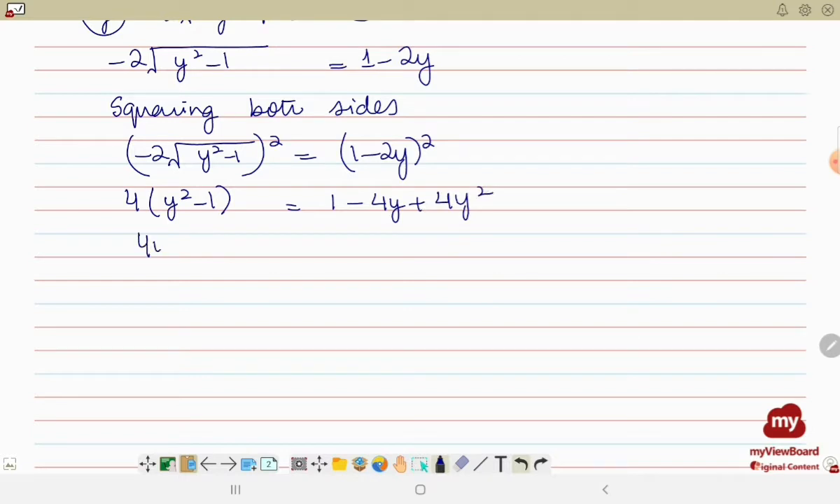and on the left hand side we'll open up the square, and we'll move all the terms from the right to the left side. If you see, we have 4y square minus 4y square, and we have 4y minus 5 equals 0. This implies y is equal to 5 by 4.